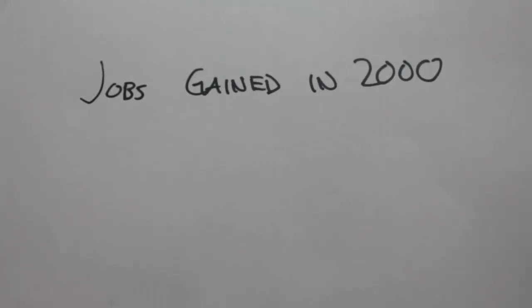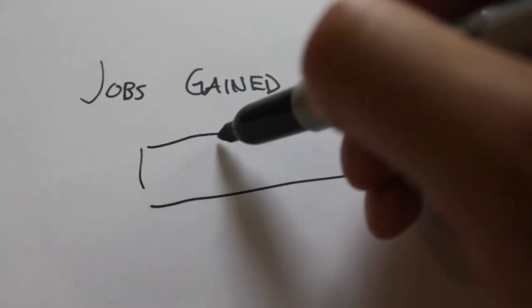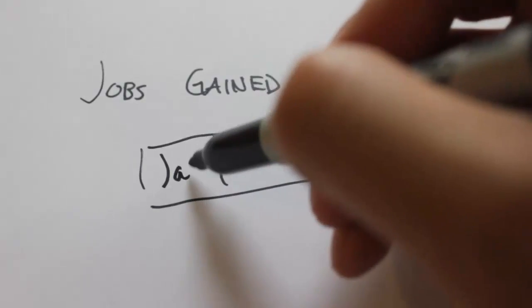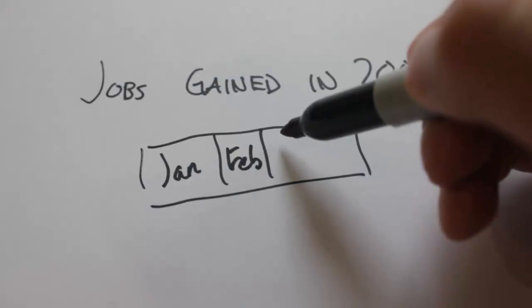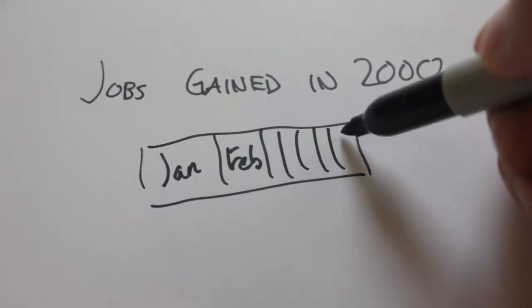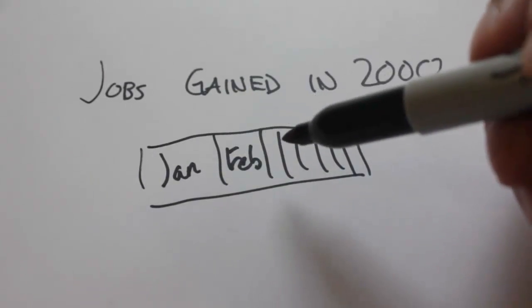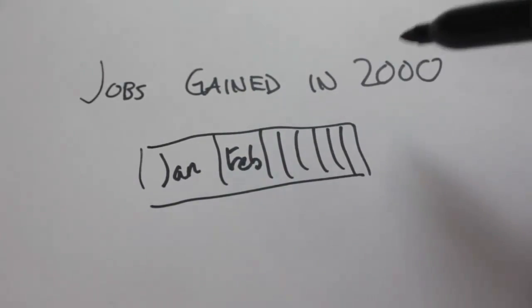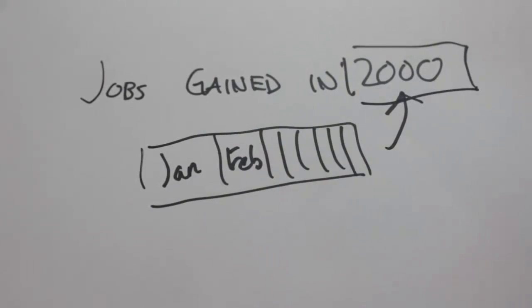In this example, let's imagine jobs gained in 1 year, 2000, and we can represent that year by drawing this singular bar. In 2000, we can break up the number of jobs gained by months. We can say this many jobs were gained in January, this many in February, and then March, April, and so on and so forth. The point is that January, February, and all other months actually belong as part of the year 2000. They're all a part of that relationship, and because of that, they belong in one column.